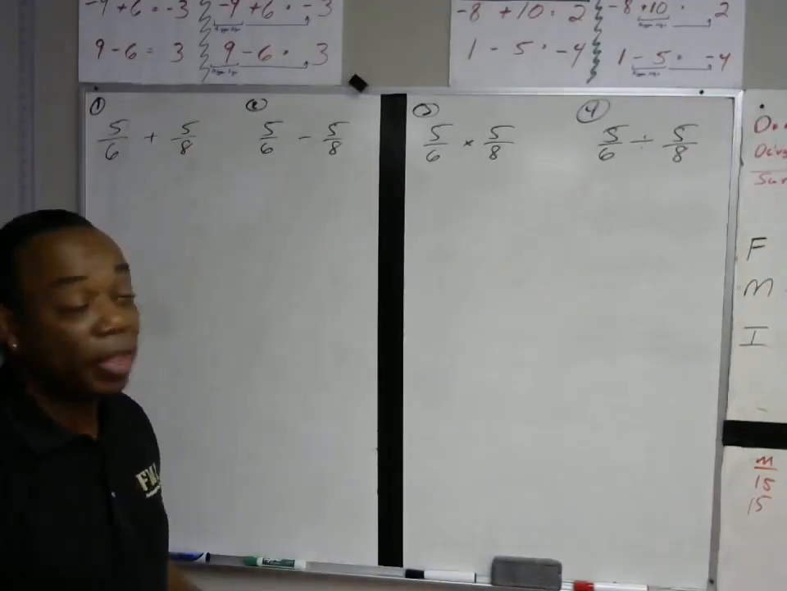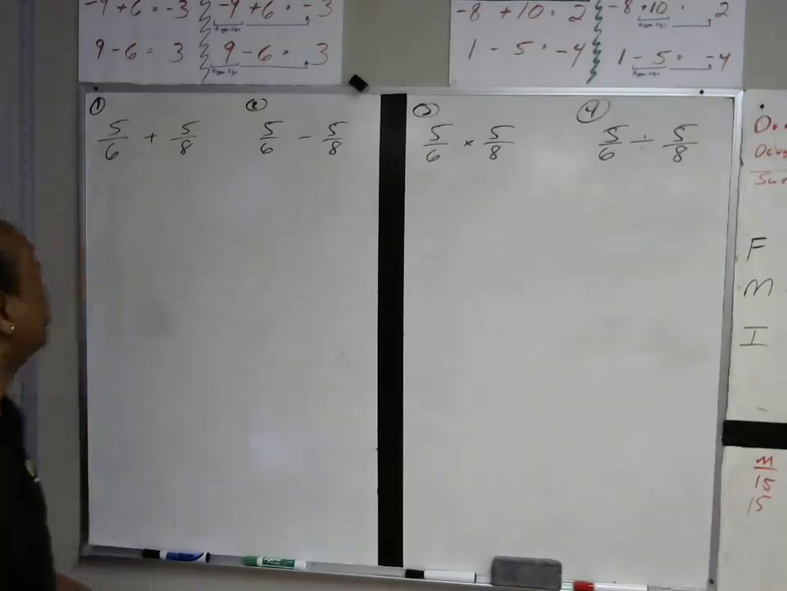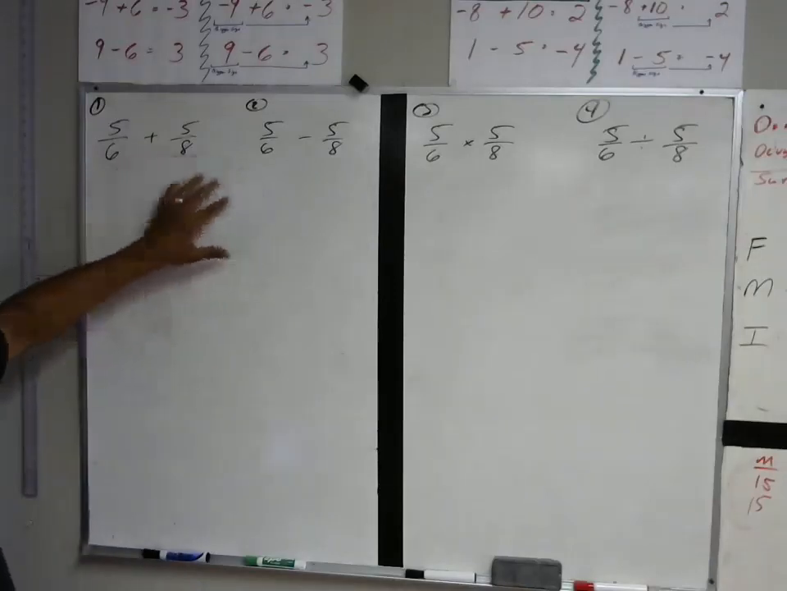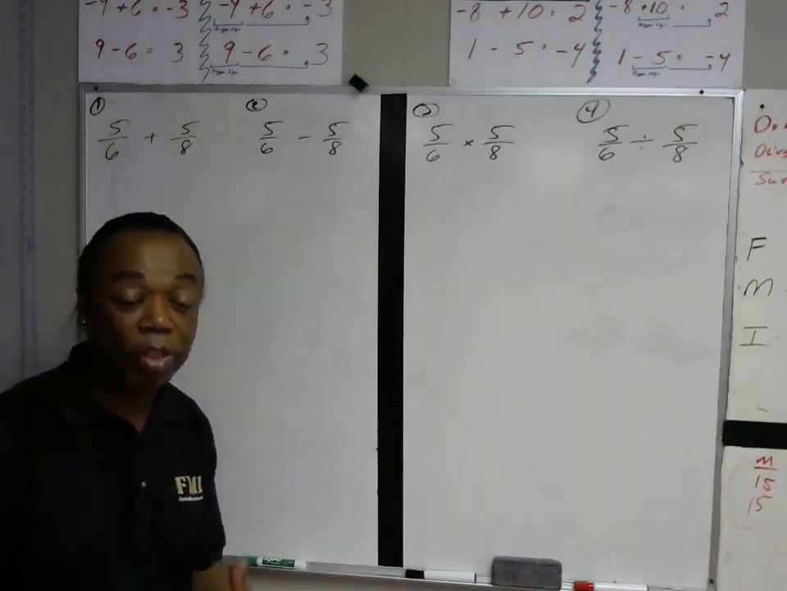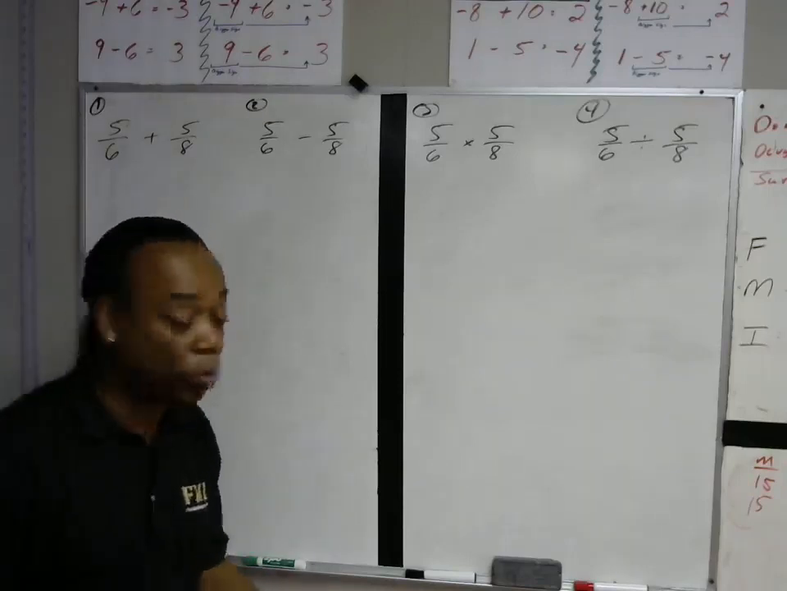Adding, subtracting, and multiplying decimal fractions. Okay, first of all, for adding and subtracting, we need to find the common multiple. We use the least common multiple, the smallest one.